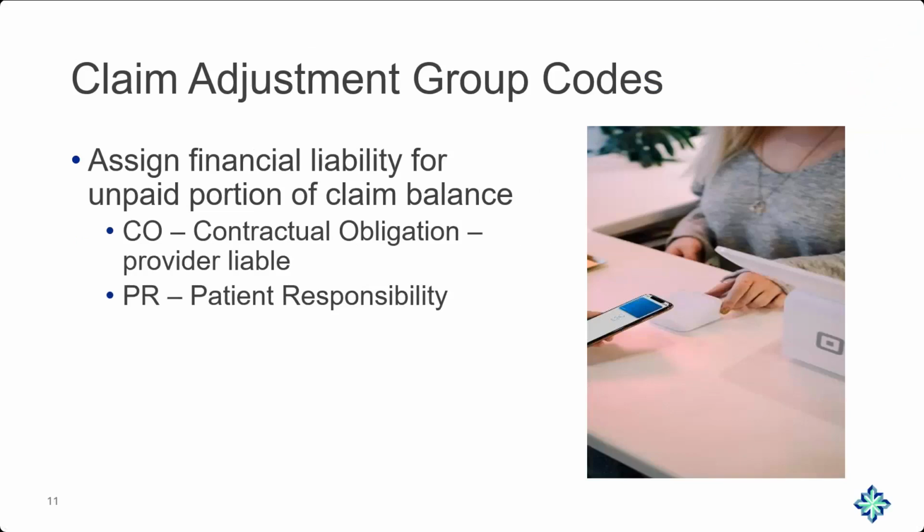If you see a CO group code on the remittance advice, that stands for contractual obligation, and what that means is the provider is liable and you cannot bill the patient. A PR on the remittance advice or the notice means that the patient is financially responsible.